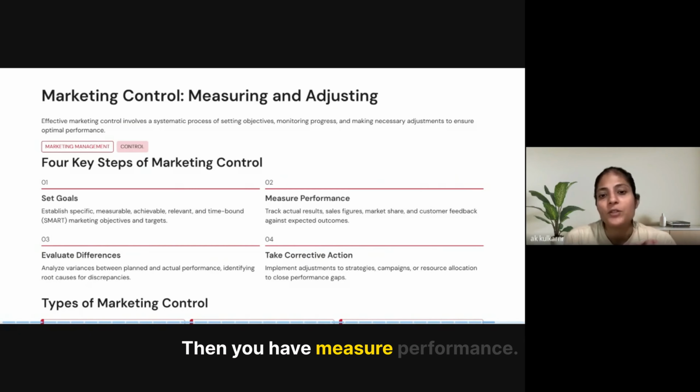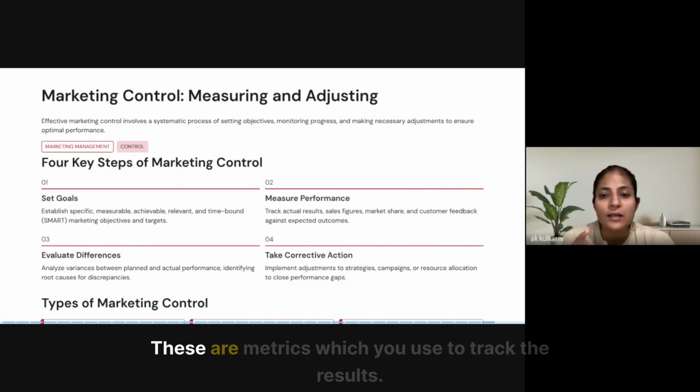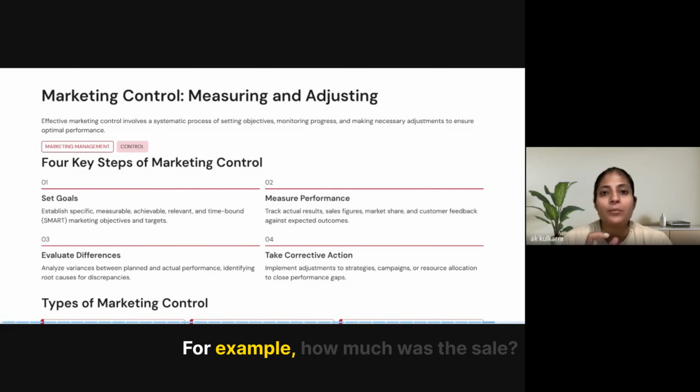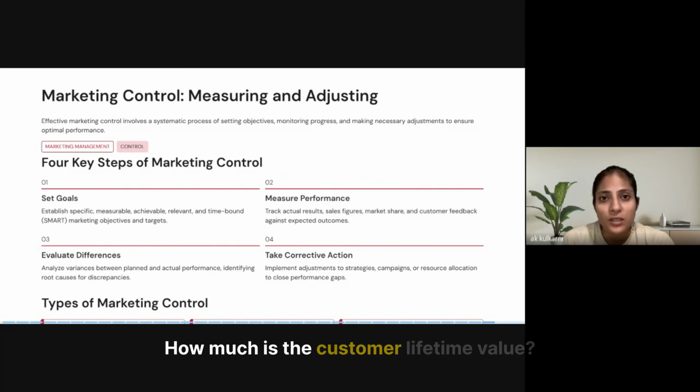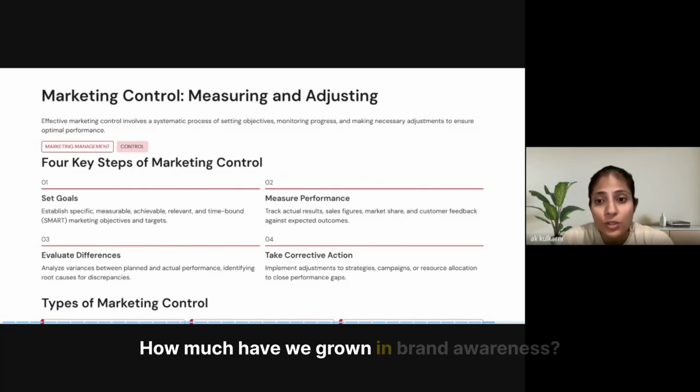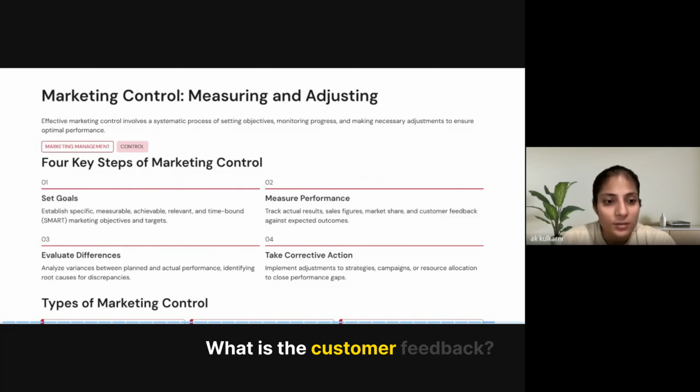Then you have measure performance. These are metrics which you use to track the results. For example, how much was the sale? How much is the customer lifetime value? How much have we grown in brand awareness? What is the customer feedback?